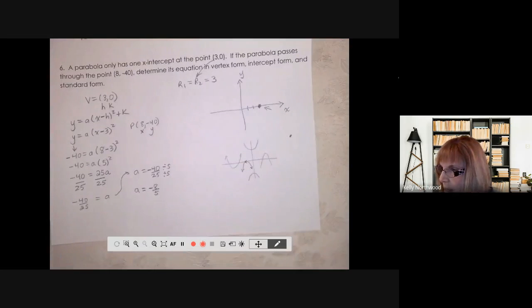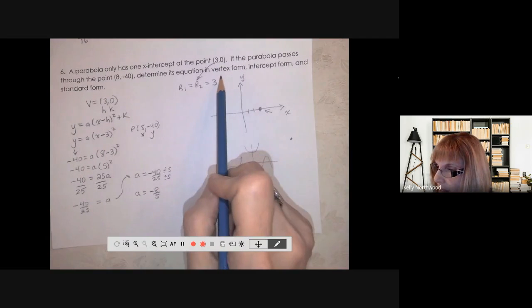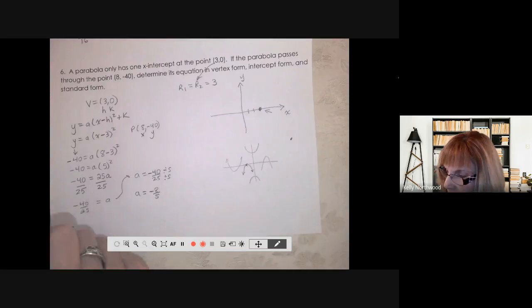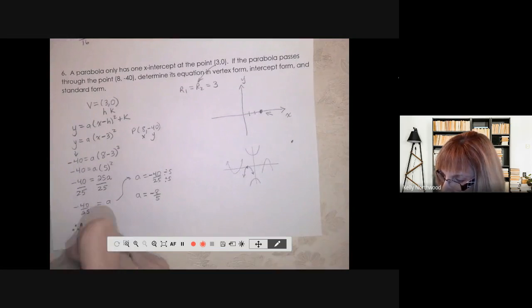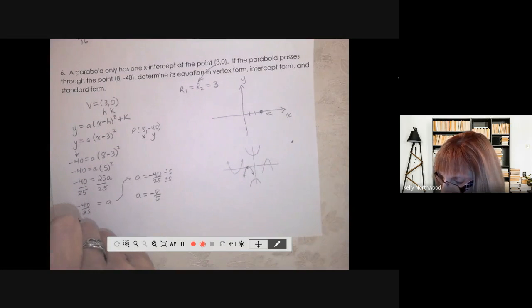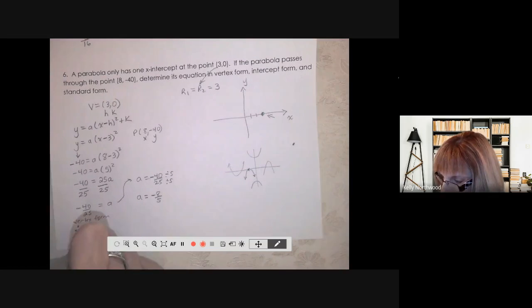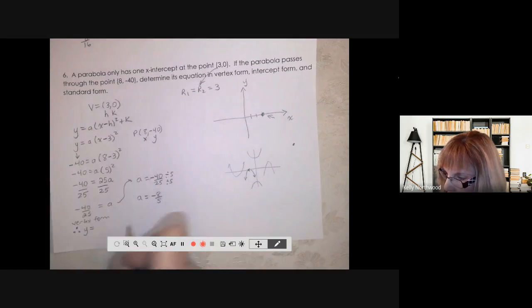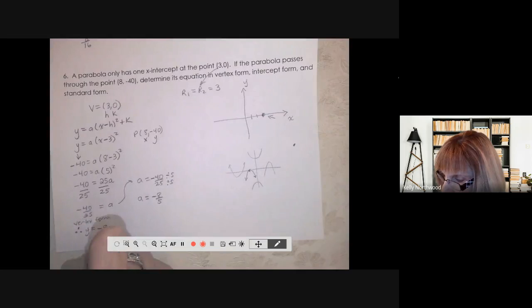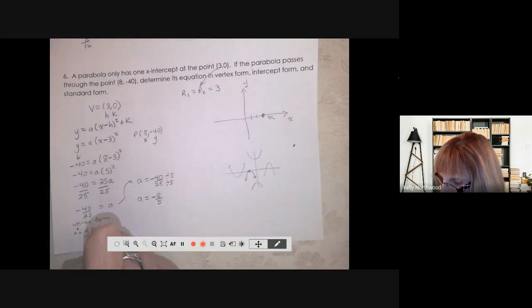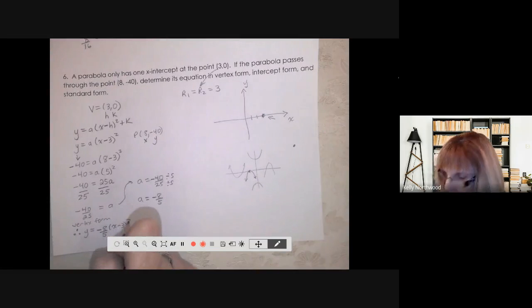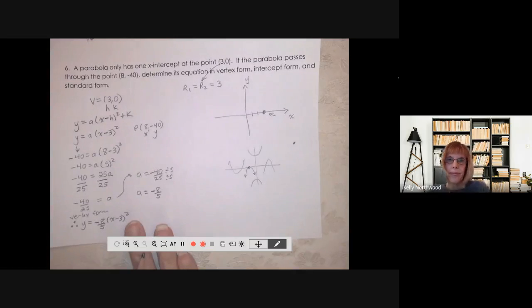So now I have to determine the equation in all three forms. So I can already do vertex form right here. So it's going to be y equals a, which we just figured out was negative 8 over 5, x minus 3 squared.